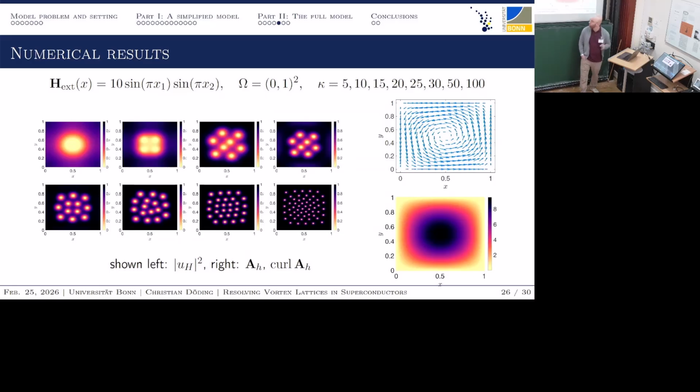So we can do numerical experiments as well. On the left here we see again our nice minimizers in the order parameter, where you see the vortex patterns, and on the right you see the vector potential that we compute, and here the curl of the vector potential is shown. These are variations for different values of kappa, and I only show you one vector potential for A because for the other values they would look exactly the same. So there is not much structure in this vector potential.